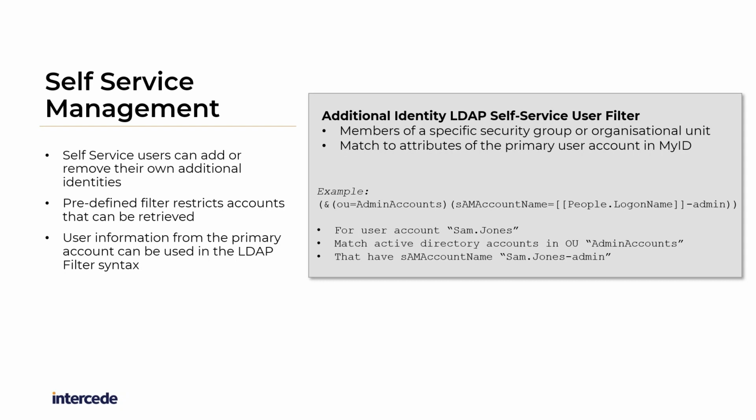You can also allow end users to manage their own additional identities where the identity is from a connected directory. This helps take the burden away from administrators or help desk staff. In order to ensure only appropriate identities can be selected, we apply a different filter to locate the records. You can combine information about the primary identity in MyID to help filter Active Directory records they are permitted to use as additional identities.